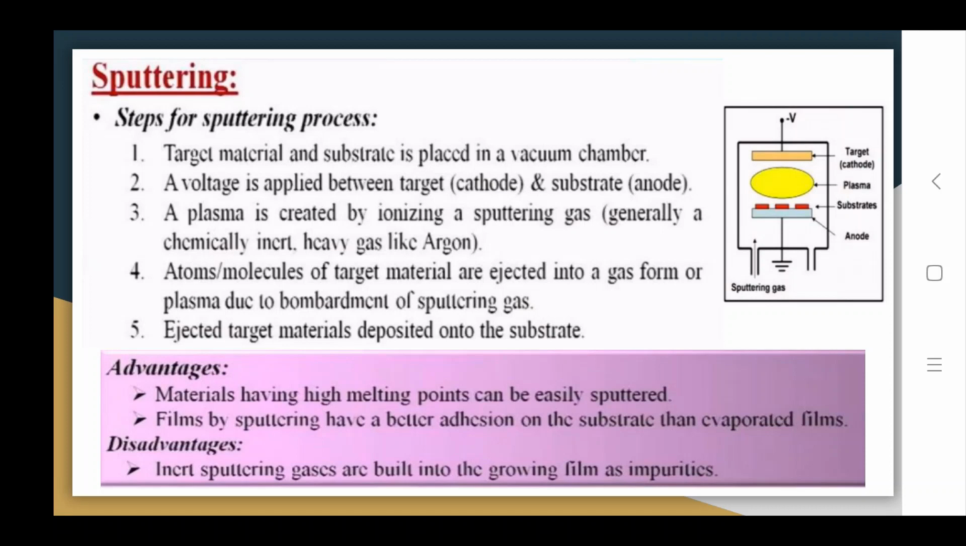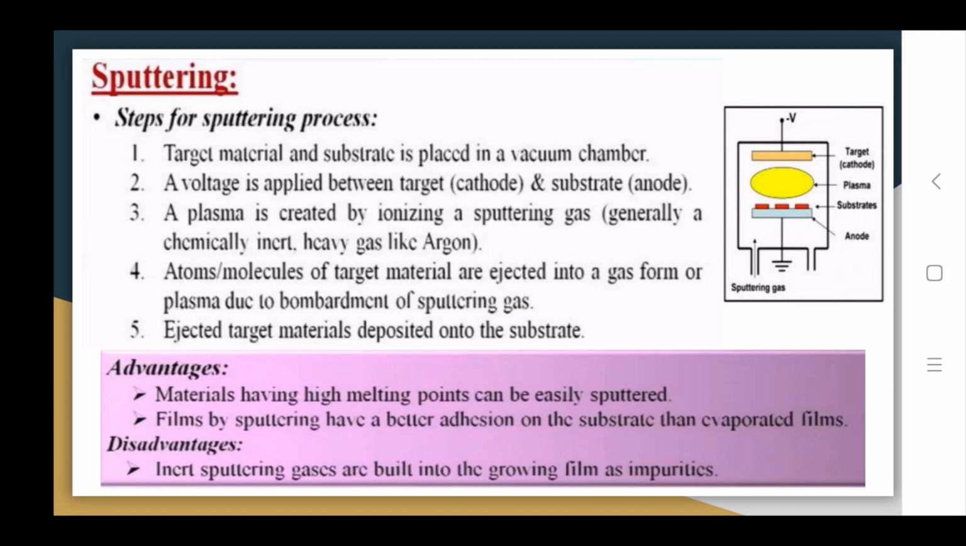So plasma is created by ionizing a sputtering gas, generally a chemically inert heavy gas like argon. Here we are using an inert gas like argon, and we are making this gas into plasma form. Then that plasma is deposited onto your substrate. So atoms or molecules of the target material are ejected into gas form or plasma due to the bombardment of the sputtering gas. The ejected target material is deposited onto the substrate itself.